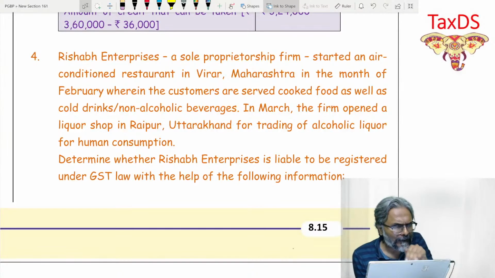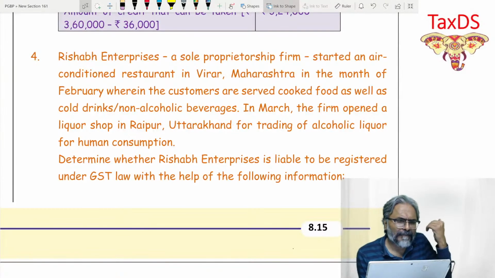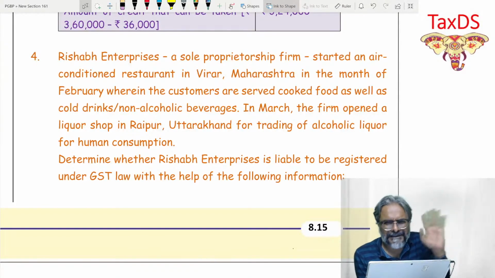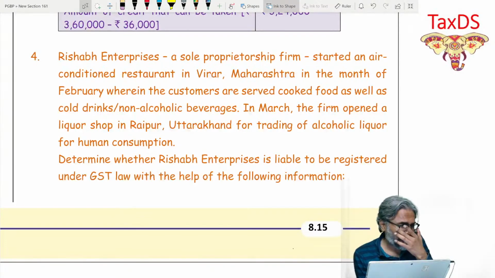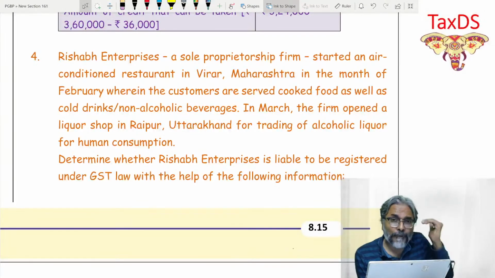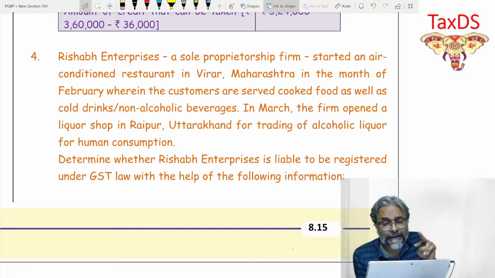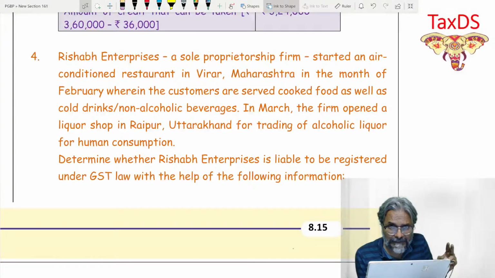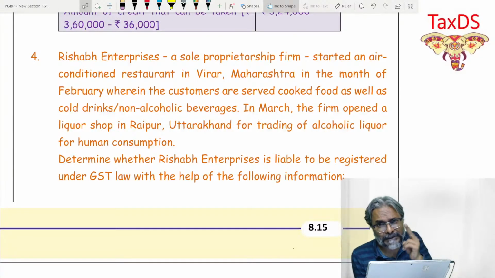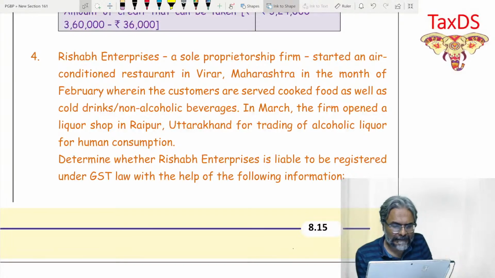But if it would not have been Uttarakhand, say it would have been other parts of, say, Maharashtra or whichever parts, in that case the higher limit of 40 lakhs would not be made applicable, because he is providing the services from Virar, which is indoor catering, and second, he is also doing a supply of goods together. So therefore, his limit would be 20 lakhs.